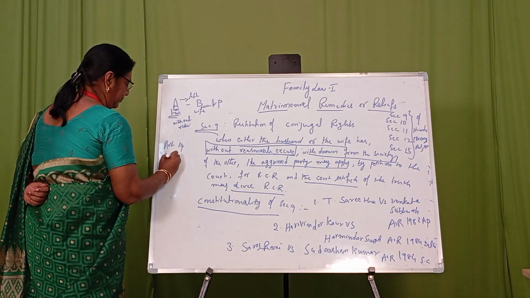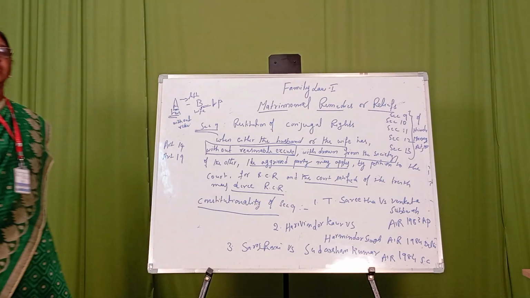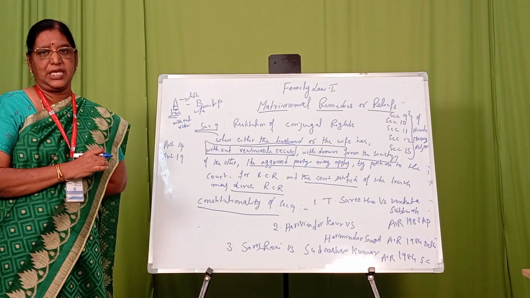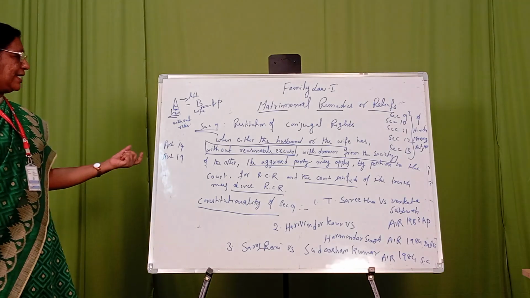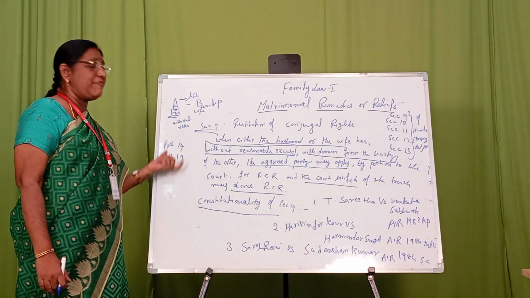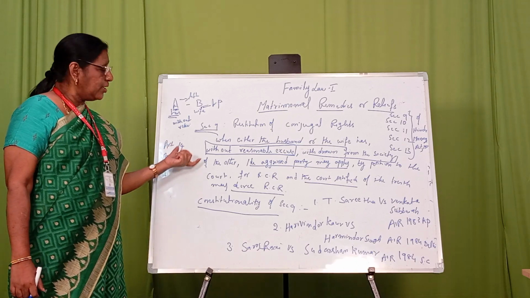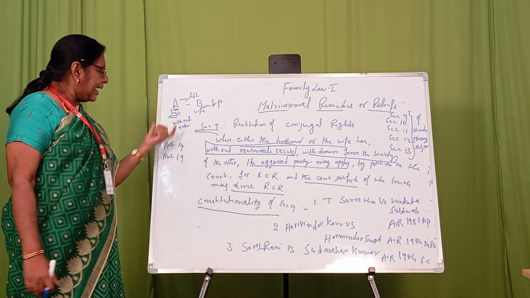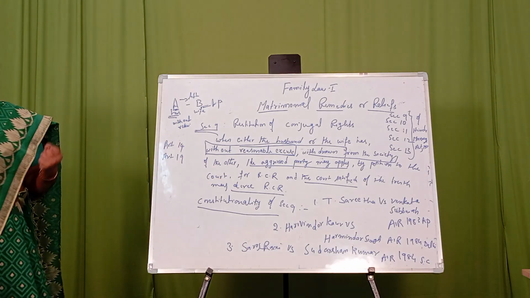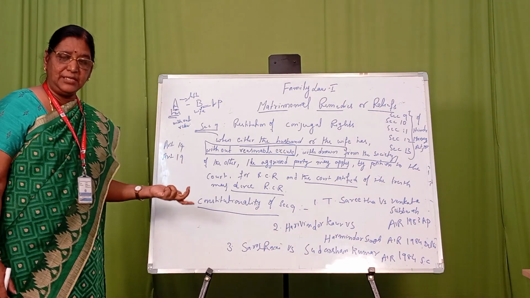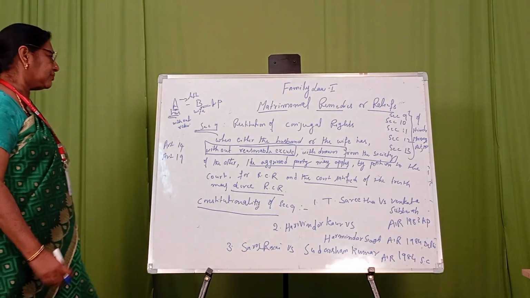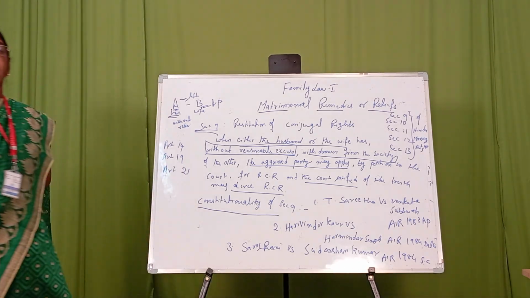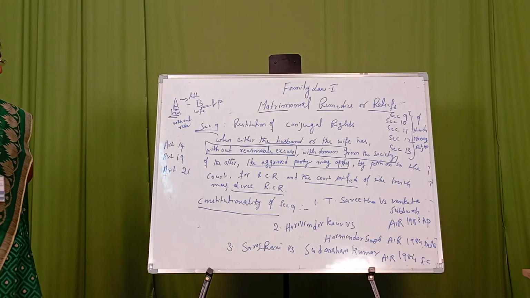Article 19 gives freedoms. Every citizen has these rights, which the Constitution has given to Indian citizens. The individual has the right to stay or reside anywhere. Freedom of residence is given, and again Article 19 gives the freedom to take up any profession or occupation. And Article 21 gives the right to life and personal liberty.